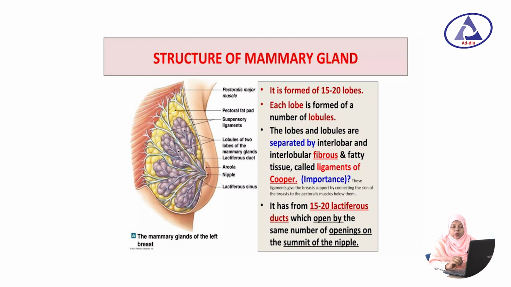The lobes and lobules are separated by interlobar and interlobular fibrous and fatty tissue, that is called ligament of Cooper. This is very important for us, ligaments of Cooper. Again I say, lobes and lobules are separated by interlobular fibrous and fatty tissue called ligament of Cooper. These ligaments give the breast support by connecting the skin of the breast to the pectoralis major muscle below them.